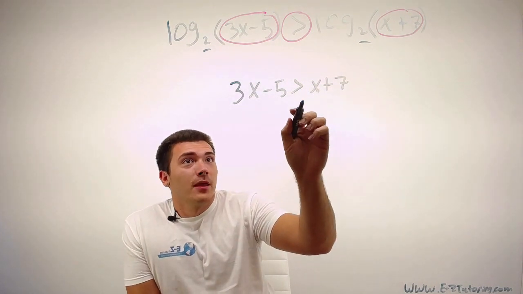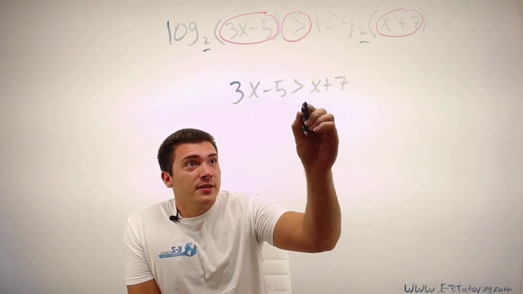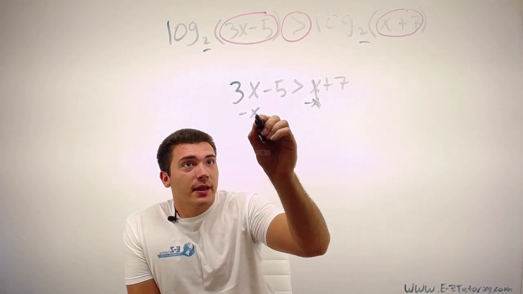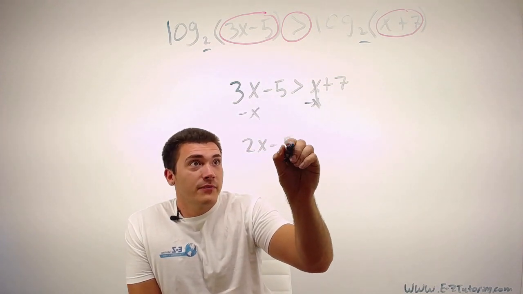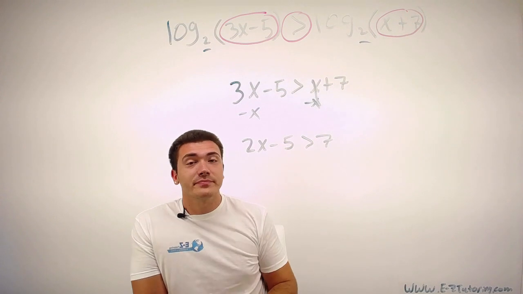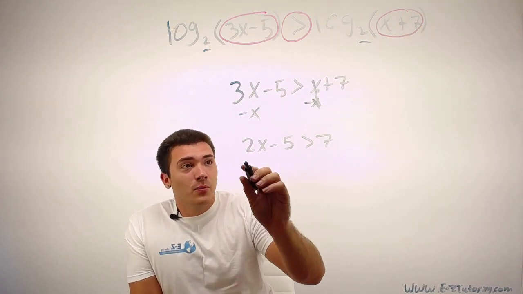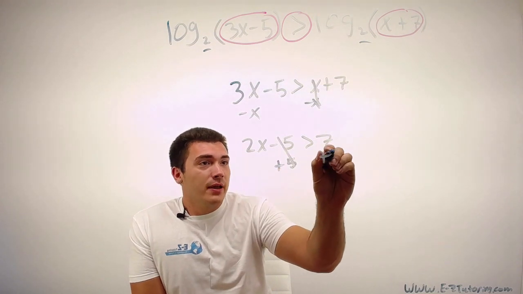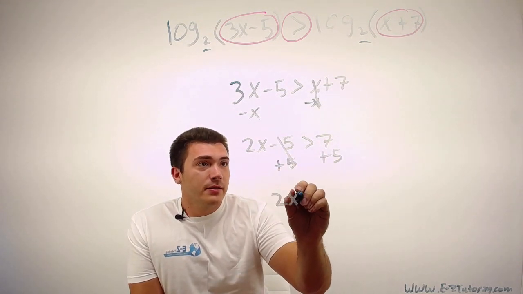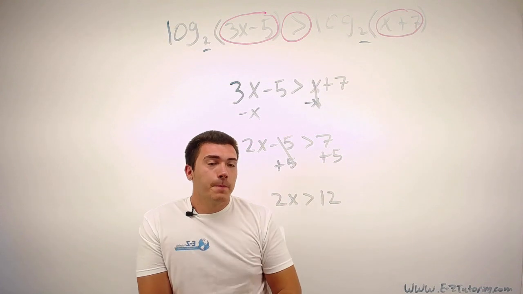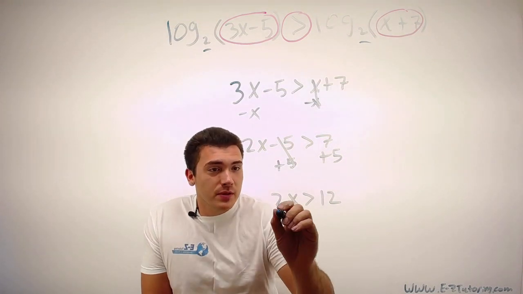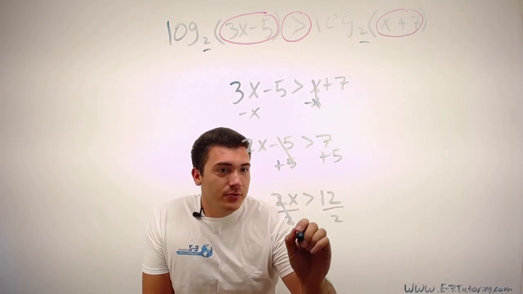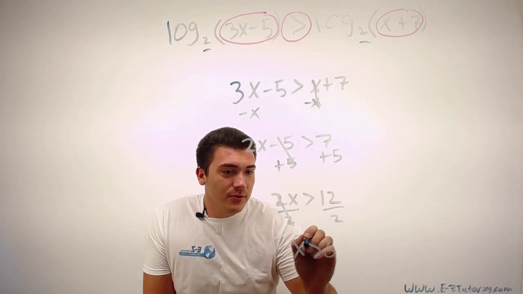So we want to combine all the x's on one side. So we subtract x here, subtract x here. We get 2x minus 5 is greater than 7. Now we want to combine all the numbers on one side. So we add 5 here, add 5 here, and we get 2x is greater than 12. And of course, to solve for x, we divide by 2 on each side and get that x is greater than 6.